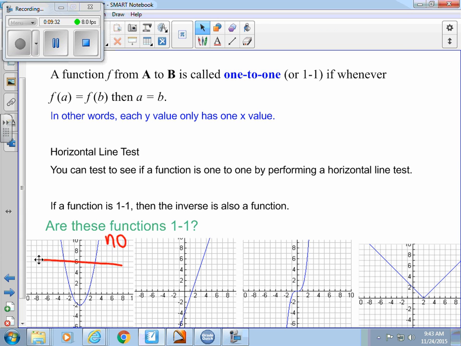The horizontal line touches at more than one place. So if we were to switch the x's and y's, the vertical line would touch at more than one place. So this function is not one-to-one. What about that one? Yes, no matter where I go on that line, it does pass the horizontal line test.